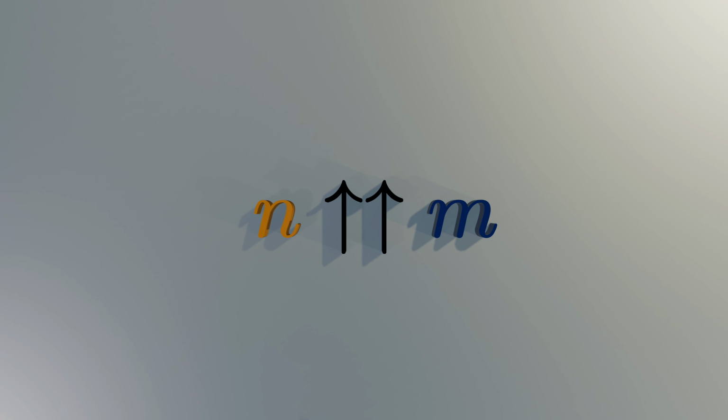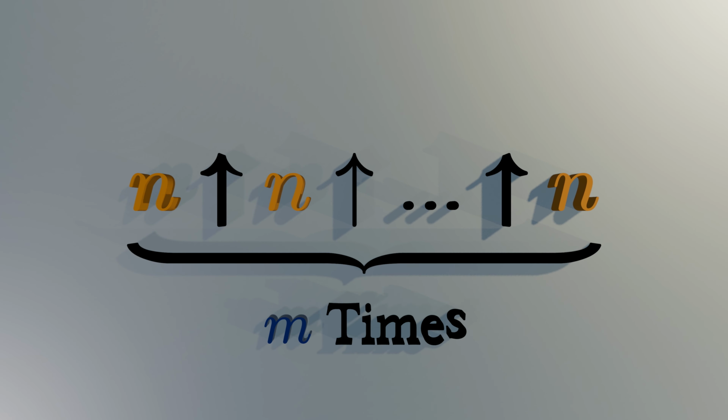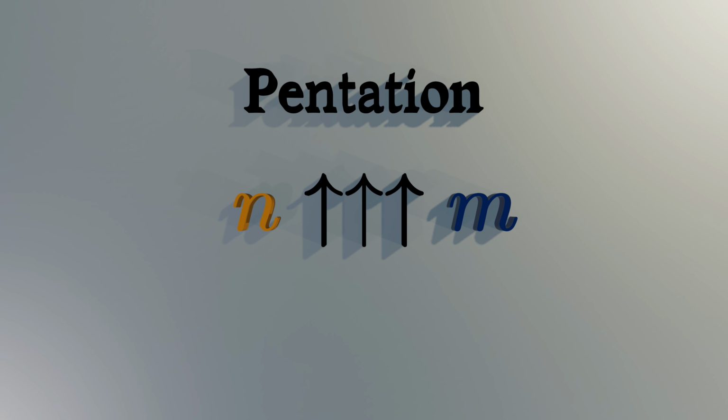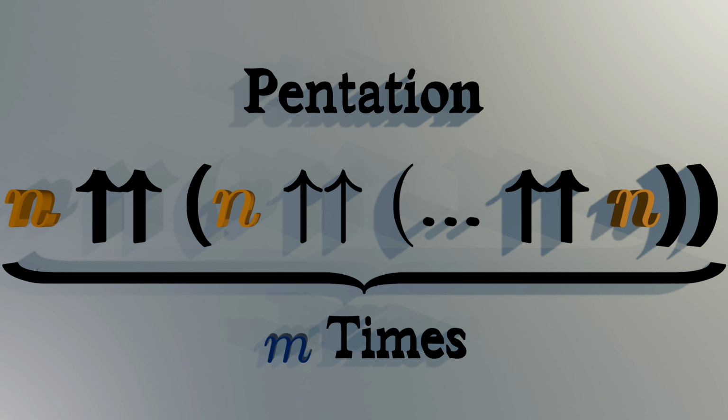In general, n tetration m, or n two arrows m, is n arrow n arrow n arrow n repeated m times. But we can go even further. Pentation stacks tetrations, meaning that n pentation m is n tetration n tetration n tetration n repeated m times. This quickly becomes extremely complex.